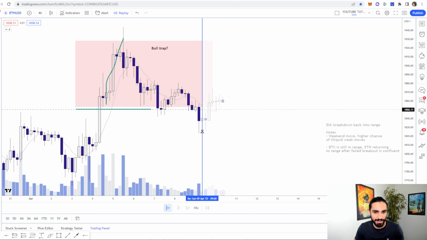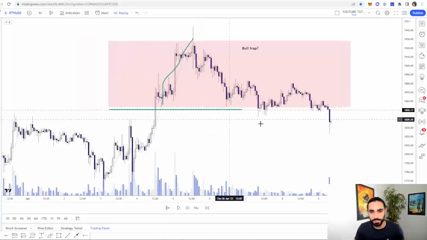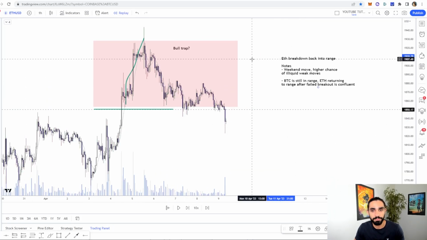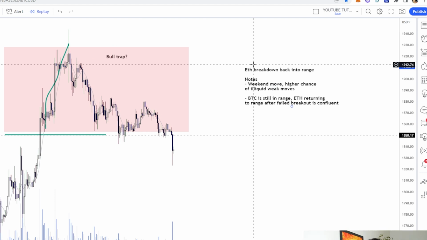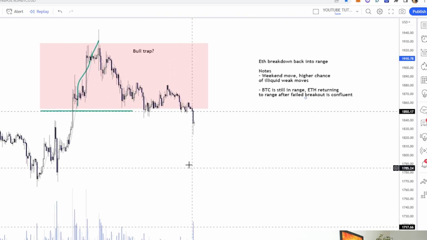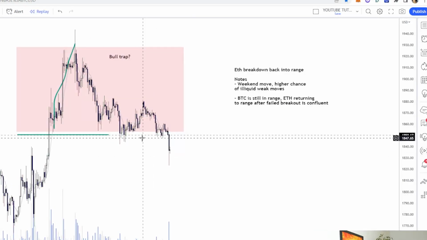So if we just go back a little bit over here, then let's swap to the 1 hour. This looks like a decent opportunity, but there's a few things you need to know. This breakdown back into the range is a weekend move. So this happened on a Sunday. Now, weekend moves, I hate trading. I almost always avoid trading them. And if I do trade them, I will cut my position size down aggressively.